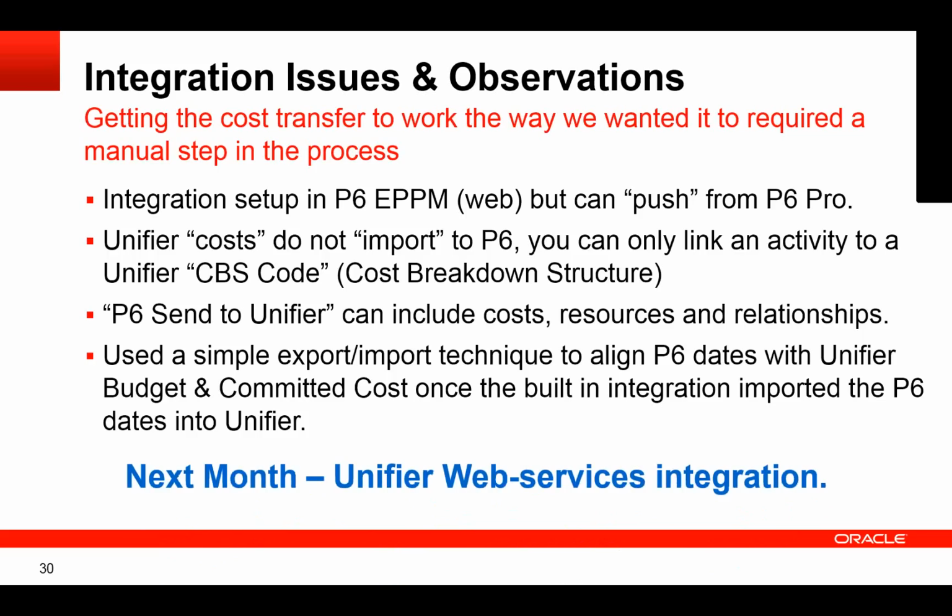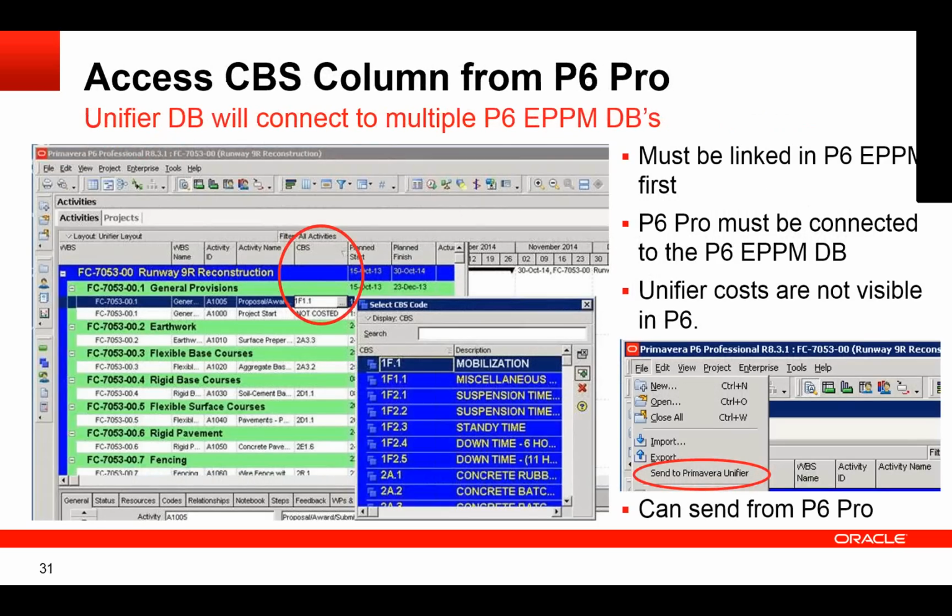Next month we're going to talk about web services integration, and we're going to try and take a closer look at maybe using the XML files and do some of this in an automated way with web services and not using just the out-of-the-box or the base package functionality. There was a question about being able to do it from P6 Pro, so I inserted this slide here where I can see a P6 Pro screen. I can see the CBS column, the lookup, and I can also do the send to Unifier from P6 Pro.